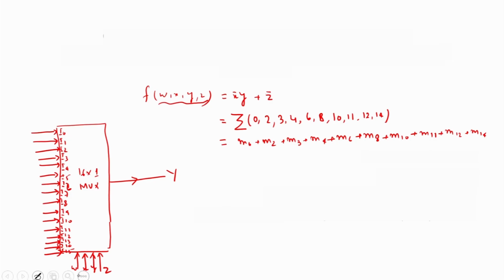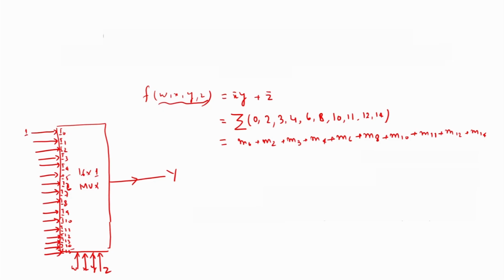I0, meaning when the values of w, x, y, z are 0, 0, 0, I0 is selected as the output, and whatever the value of this input I0 is, that is the output. This means that if this particular minterm is present in the function, we assign a value 1.